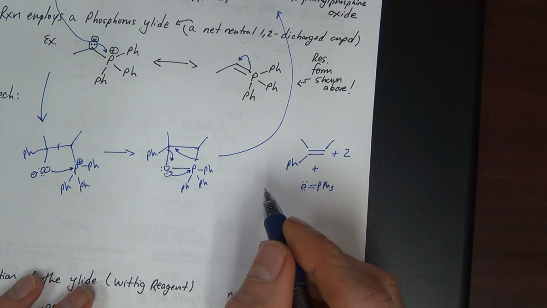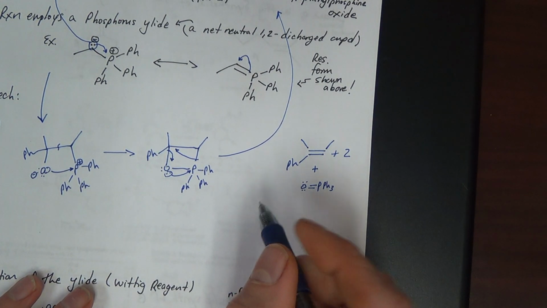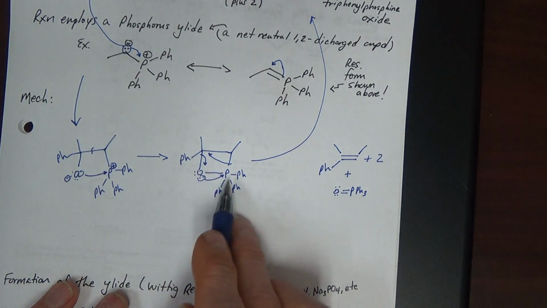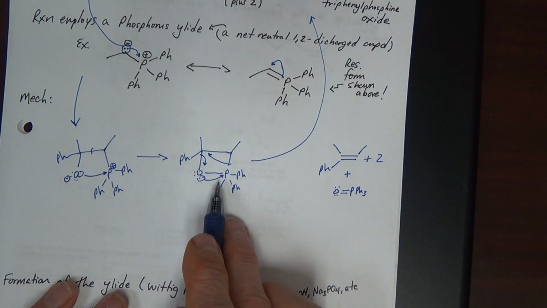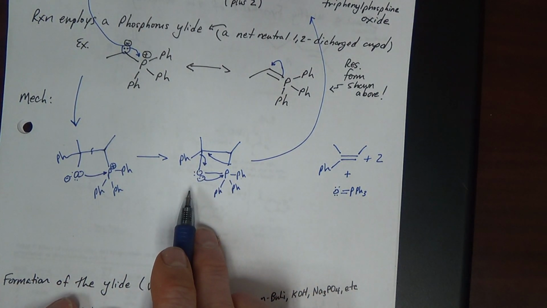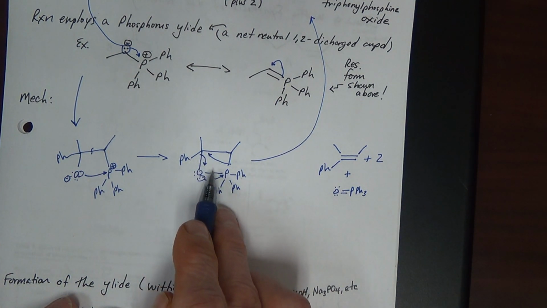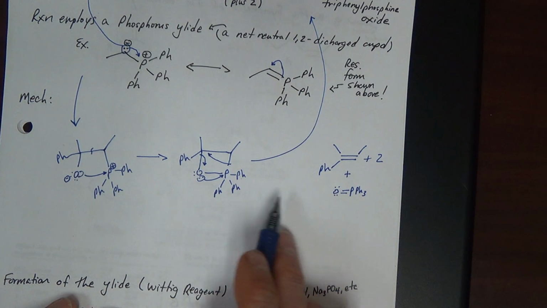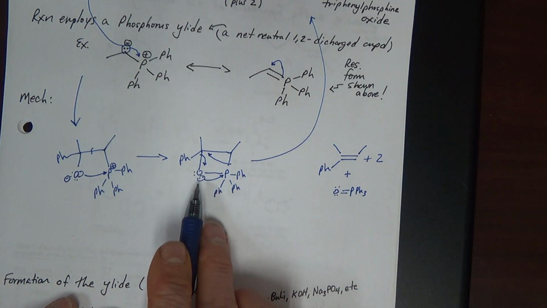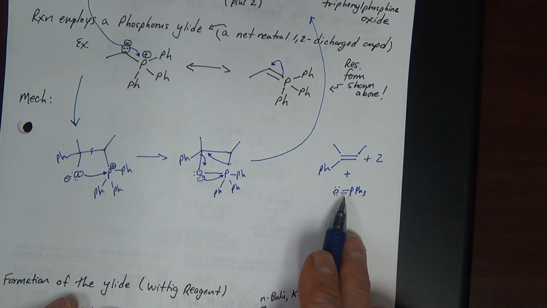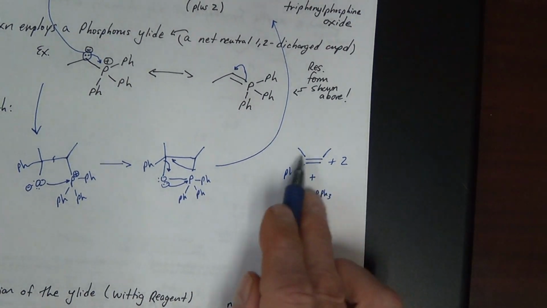So this is sort of a decomposition, sort of a retrocyclization. The ring is opening back up. This is again largely driven by oxygen wanting to double bond to phosphorus, and we get the alkene.